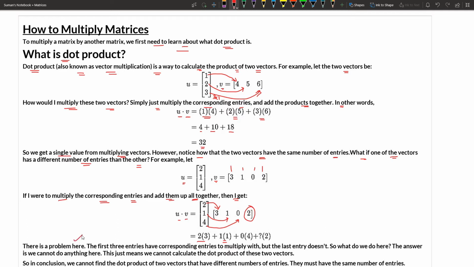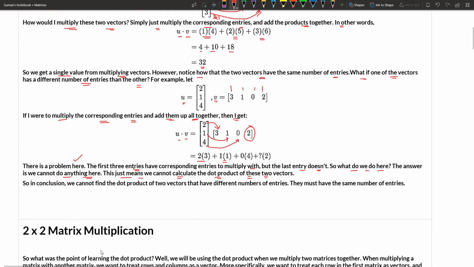There is a problem. The first 3 entries have corresponding entries to multiply with, but the last entry does not. So what do we do here? The answer is we cannot do anything here. This just means we cannot calculate the dot product of these two vectors. So in conclusion, we cannot find the dot product of two vectors that have a different number of entries; they must have the same number of entries.